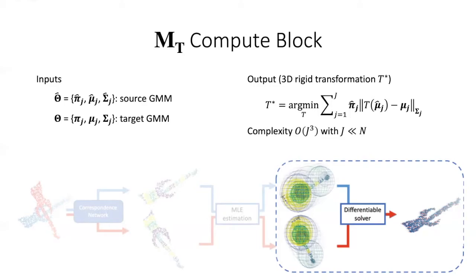Nonetheless, the M_T compute block treats the target GMM as a transformed copy of the source GMM and solves for the transformation that best aligns corresponding GMM components. In this way, consistency between the two GMMs will be implicitly enforced, because the correct transformation can only be computed if the source and target GMM are transformed copies of the same distribution. Note that our formulation allows the transformation to be solved with a single SVD decomposition of a J by J matrix, where J is the number of GMM components, which is extremely efficient.